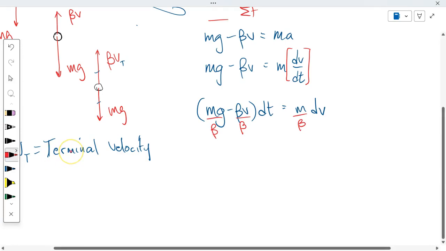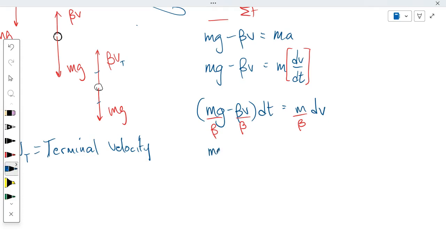So we get mg over beta minus v, dt, is m over beta dv. Now, this v is the variable velocity we're trying to write the expression for. But look, this combination of constants, those things are all constant, has a physical meaning.